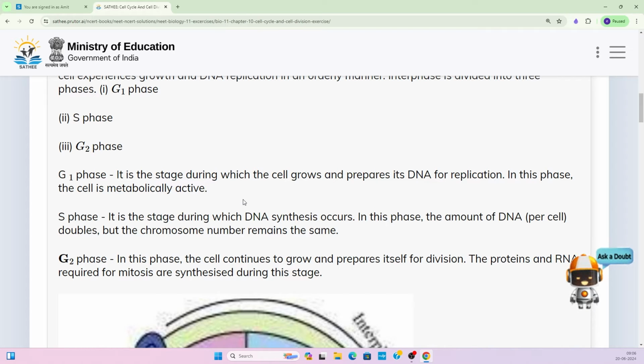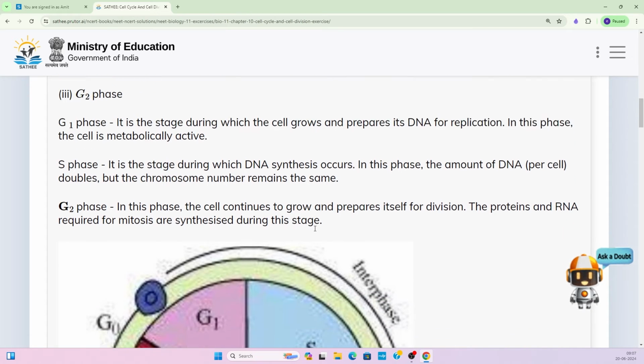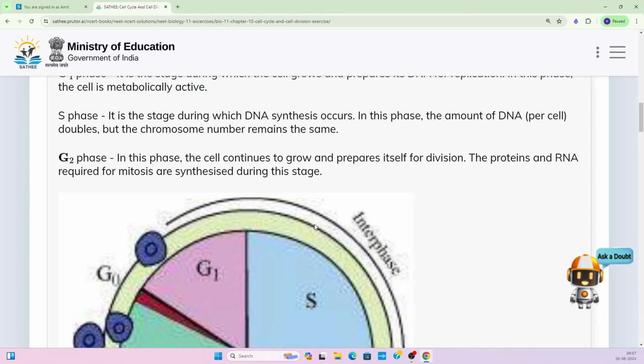So this is the process of replication, and for this there is a requirement of many types of proteins. There is a requirement for many types of enzymes, right? So those enzymes, those proteins have already been synthesized in the G1 phase. Okay. So next comes the G2 phase. In this phase, the cell continues to grow and prepare itself for division.